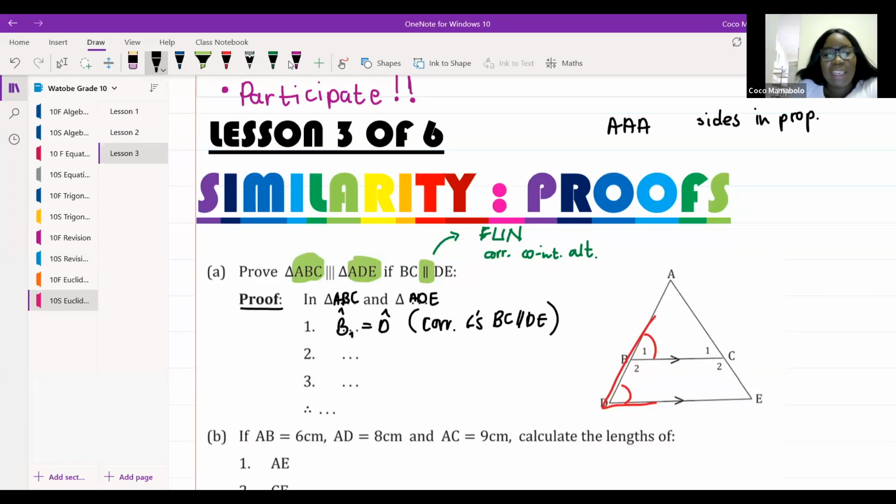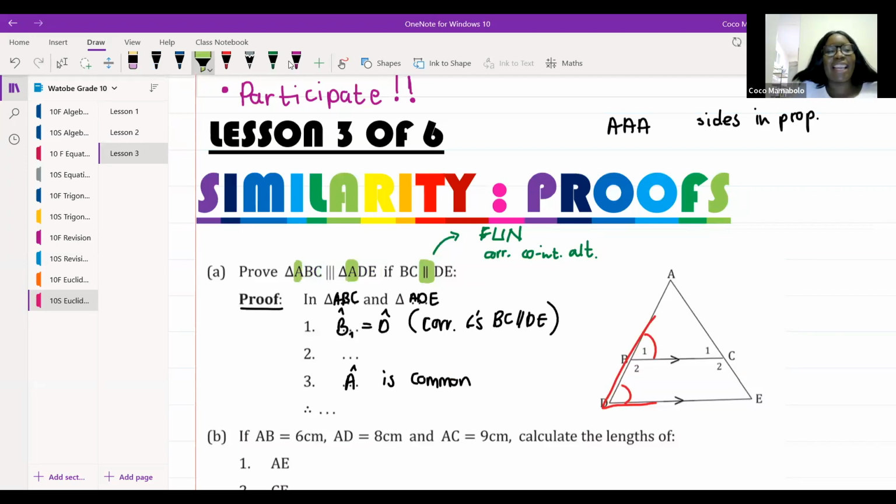Okay, Logan has already given us our third one, and I'm going to write it there, Logan. Thank you very much. Angle A is common. Good. We can see it from here because both of these triangles have A in. This one has an A and this one has an A. Therefore, A is going to be common.